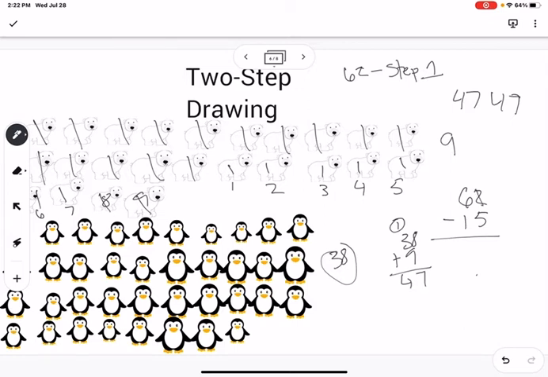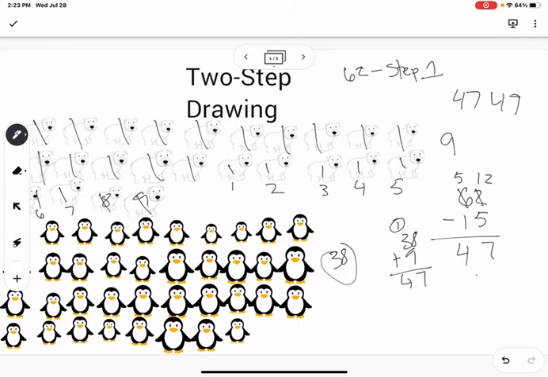So we can't take 5 from 2, so we have to turn the 6 into a 5, and the 2 into a 12. So 12 minus 5 is 7. And then we have our 5 minus 1, which is 4, so 47.